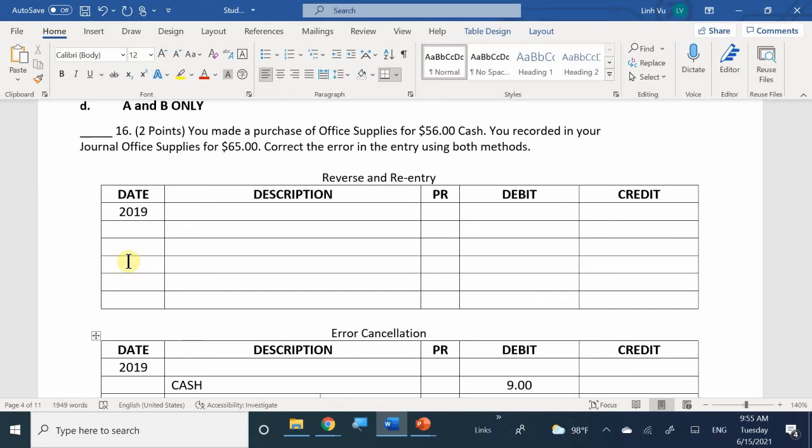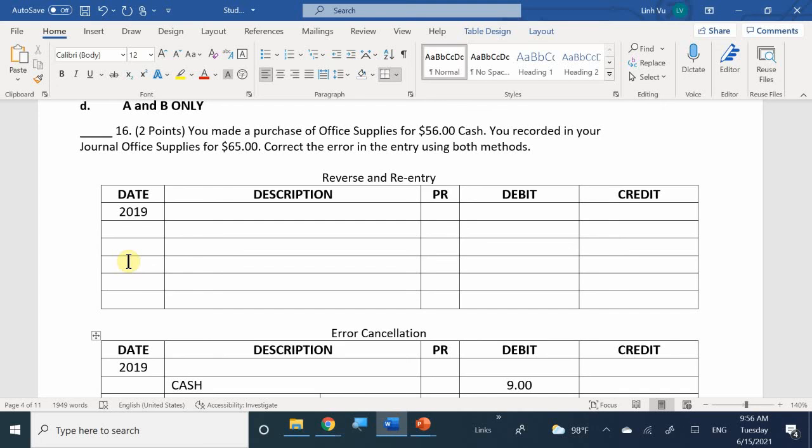That's why there are two different methods. You can only choose one to correct. You have the choice: would you rather reverse the entry and then re-enter it in the correct amount, or would you rather just find the difference and record it that way? Both methods are accurate. I'm teaching you both because you can choose which one works best for you.